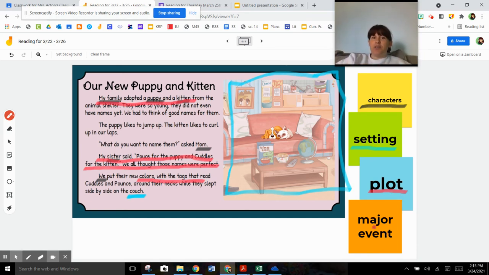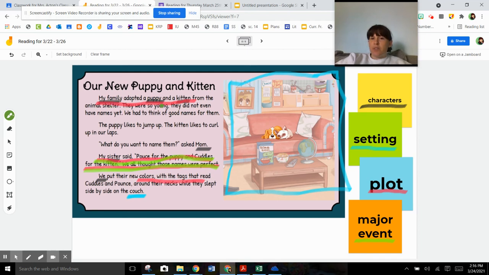And then the last thing is the major event. Guess what, guys? All those important things that we underlined in red are also the major event. Most of the time when they ask you a question, they're going to ask you to find the major event. So that means the one thing. So I would definitely pick what you thought was the most important. And I definitely think the part where the sister names the puppies is the most important part of this story. Because if they didn't do that, they wouldn't have put the collars on them down here if they didn't have the name. So that part wouldn't have even happened if this one did. So that makes that really important.